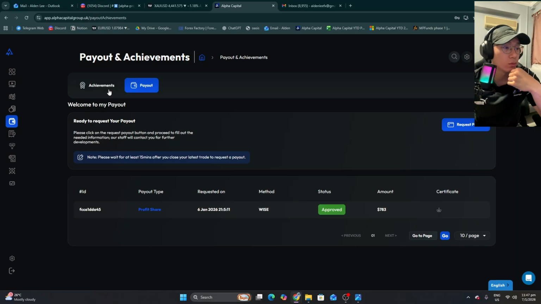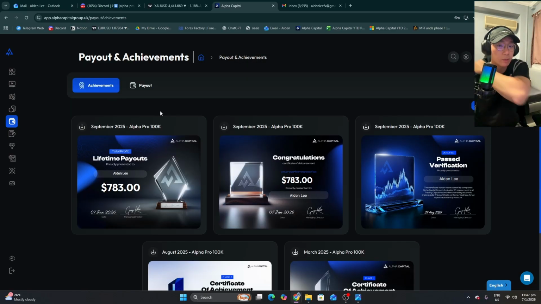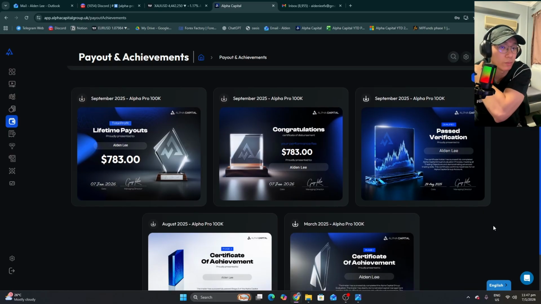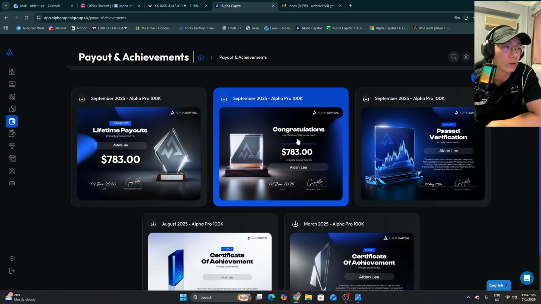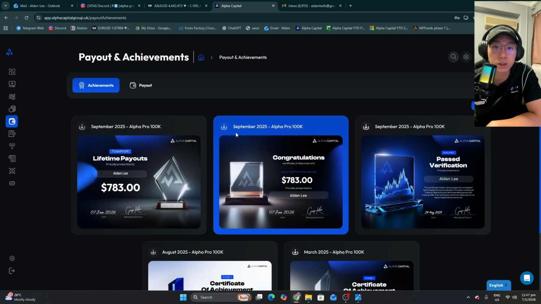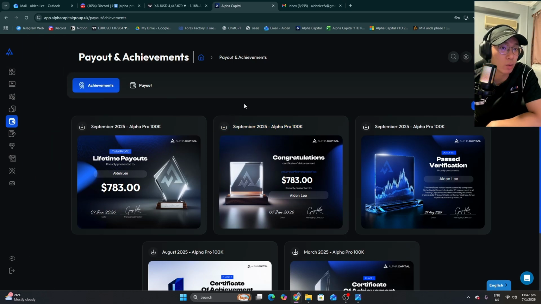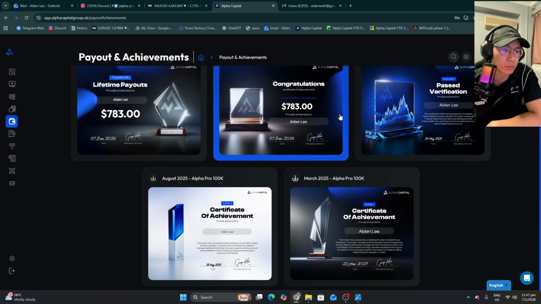Yeah, hopefully this gives some insight into how Alpha Capital pays out their payouts. And if you're like me, you can use Wise, then you'll just transfer to your Wise account and then you can use Wise to pay it out to your bank account. Then it should be quite fast.